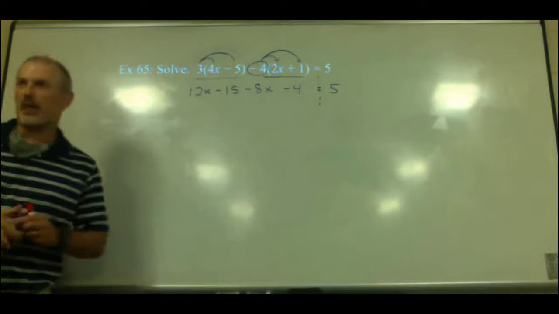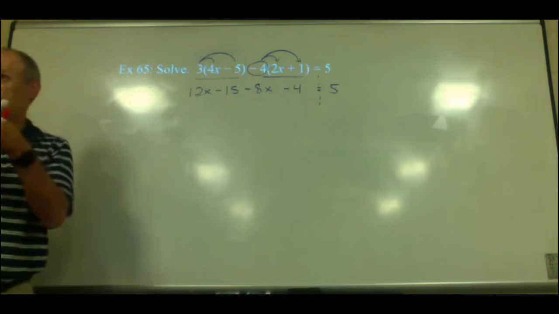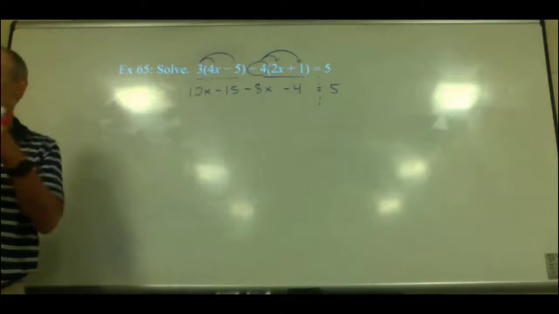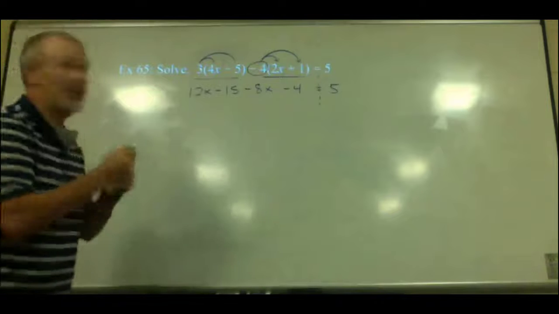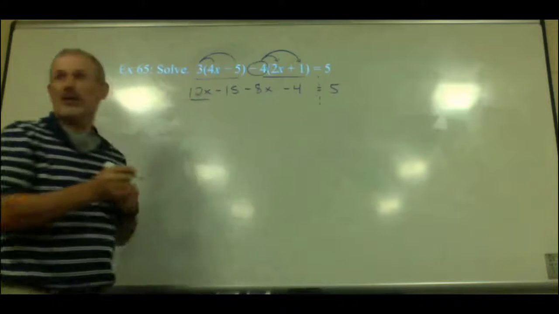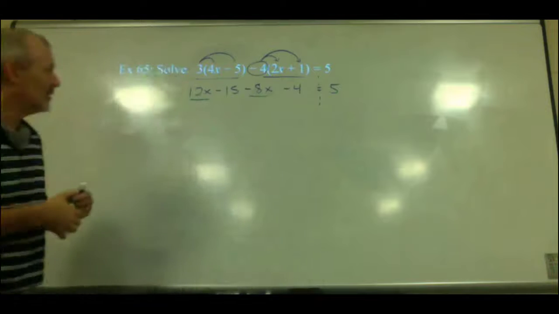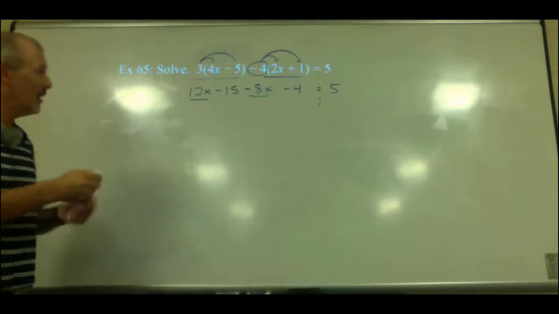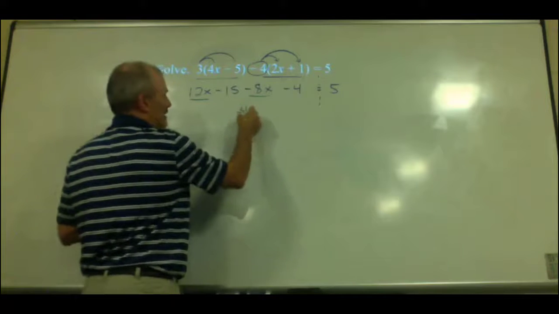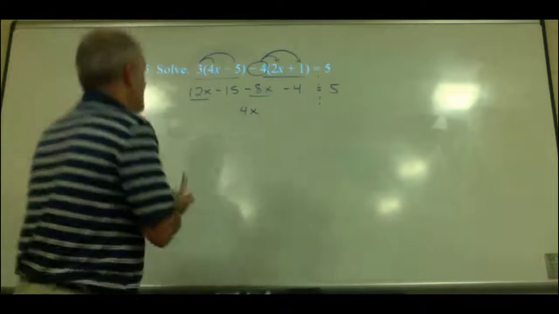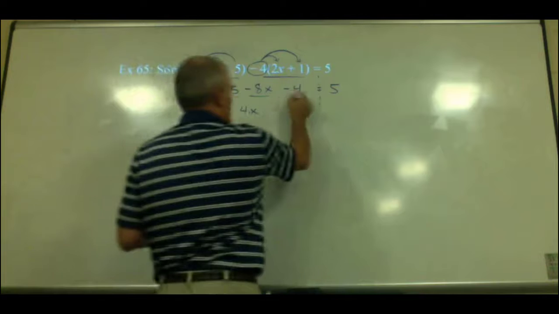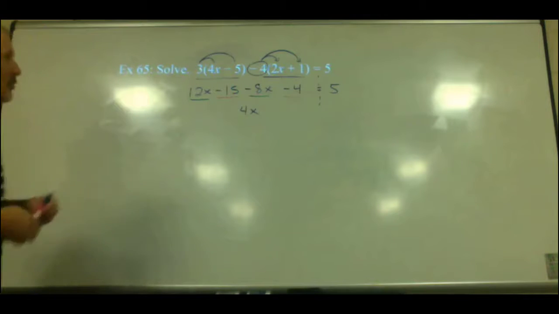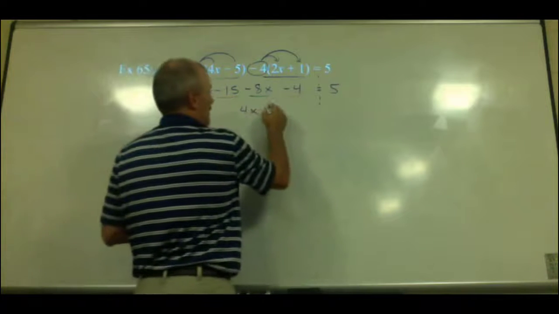Okay? Now we're not ready to cancel anything because we can still combine, right? We can still simplify. This is what we did last week. So what can we combine? I've heard 12x. What can we combine the 12x with? The negative 8x. And when we add those two together, 12x plus a negative 8x is 4x. Correct. Then we've got a negative 15. Can we put anything with that? Negative 4. Those are both just constants. Remember, they're just numbers. And what do we get when we add those two together? Negative 19. Negative 19 is correct.